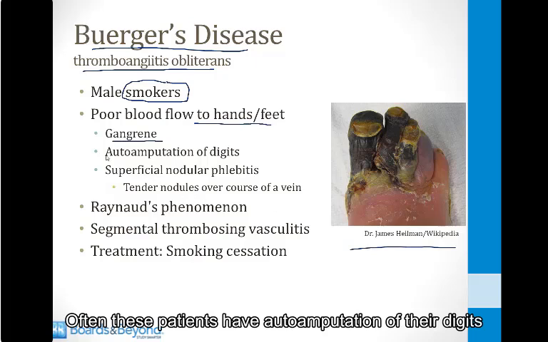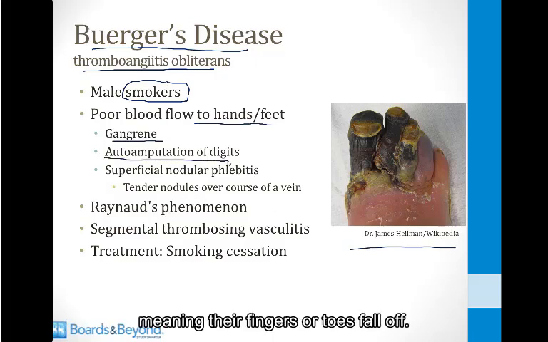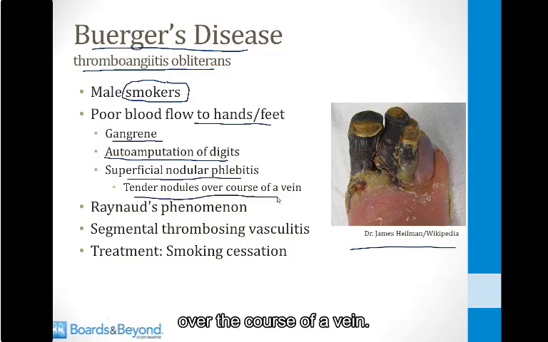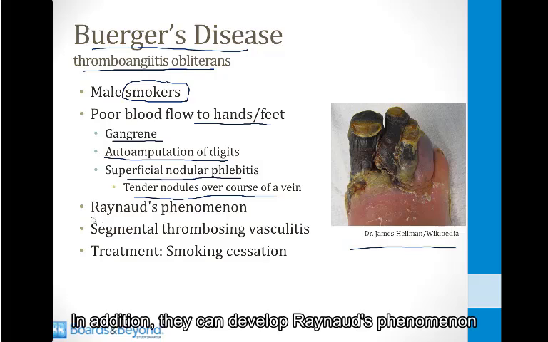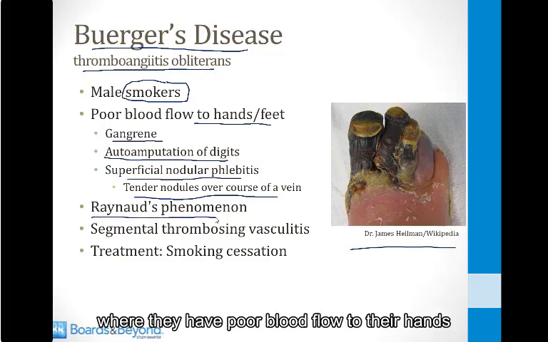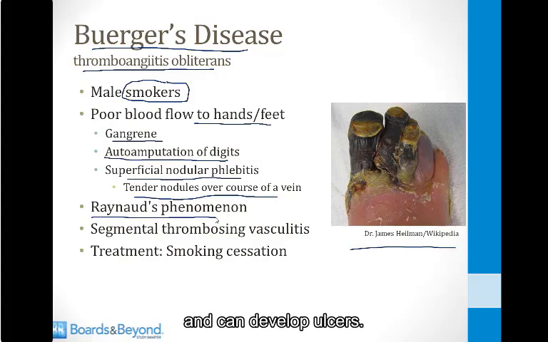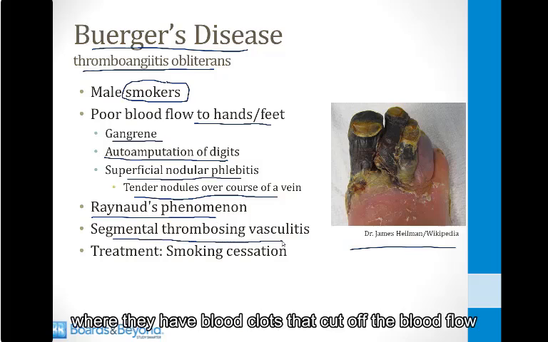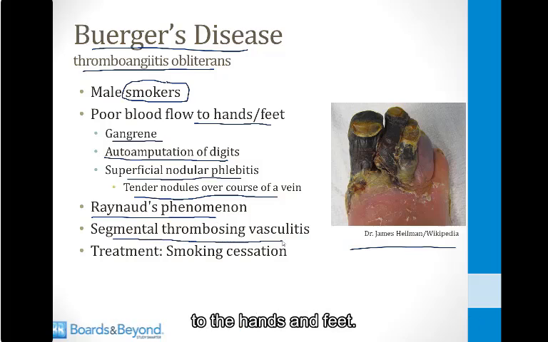Often these patients have auto-amputation of their digits, meaning their fingers or toes fall off. They also can develop something called superficial nodular phlebitis, which is where they develop tender nodules over the course of a vein. In addition, they can develop Raynaud's phenomenon, where they have poor blood flow to their hands and can develop ulcers. They can also get something called segmental thrombosing vasculitis, where they have blood clots that cut off the blood flow to the hands and feet.